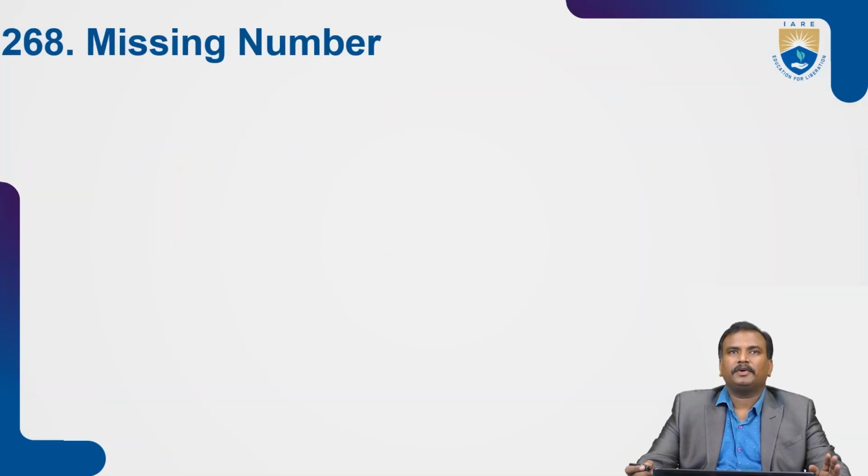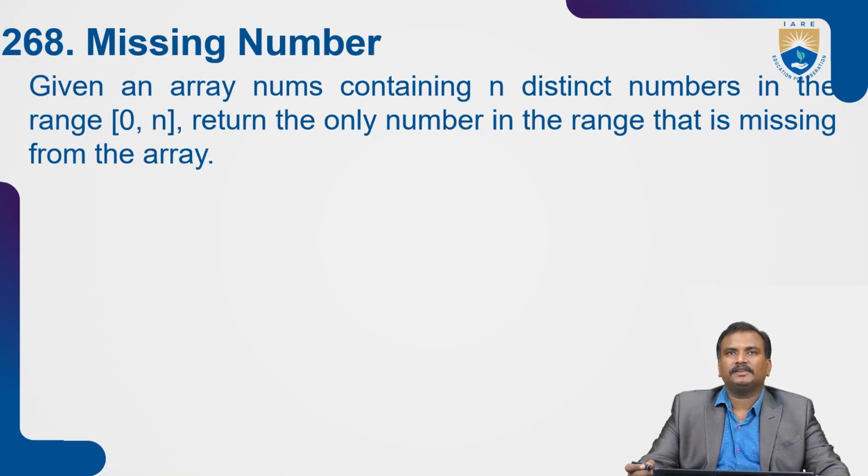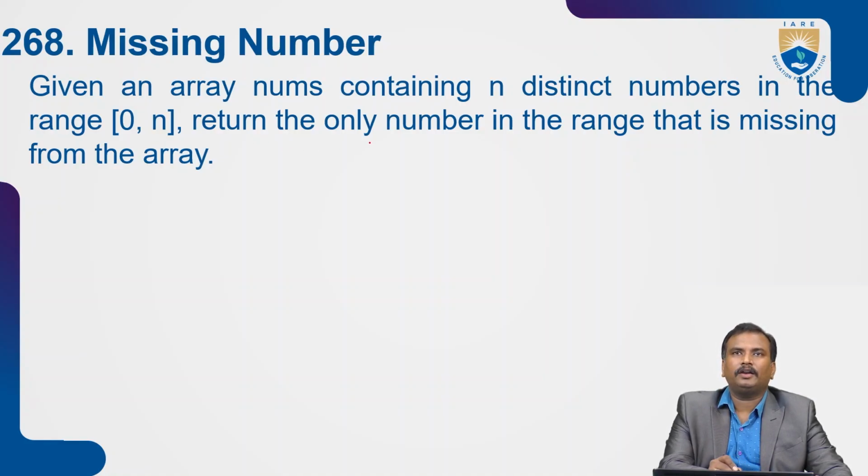In this session, I am going to cover a LeetCode problem, missing number, in competitive programming. So the question number 268, missing number. The question given is: given an array nums containing n distinct numbers in the range 0 to n, return the only number in the range that is missing from the array.